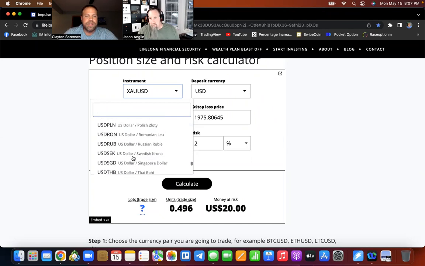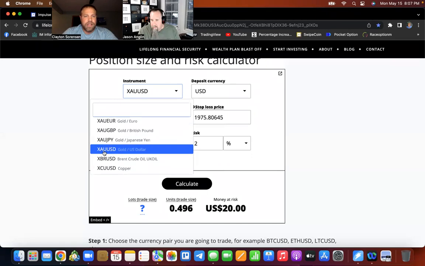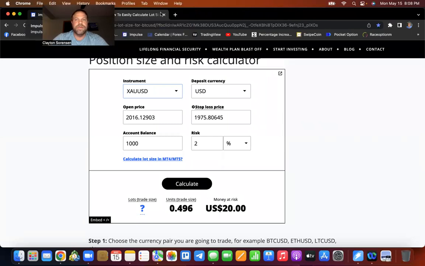But I just trade gold strictly. So I go down and find XAU USD, gold to the US dollar. I hit that, and it's set to US currency. So here's the thing: when you're figuring your lot size, you have to put in your opening price and your stop loss price. So if I go over here, I have to move some stuff around. One second. There we go.